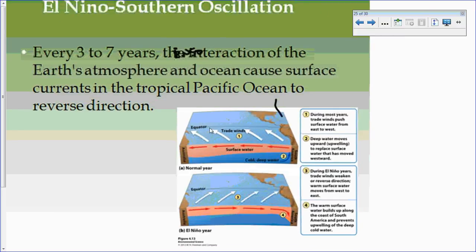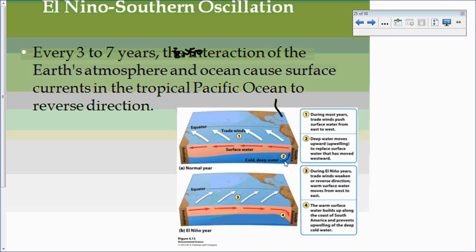So notice here the trade winds are kind of going this way. You get surface water and cold deep water circulating in. But look what happens if the trade winds switch. They go from being westerly to being easterly. This is the east coast of South America. So now this hot water is going back. Am I able to get cold water upwelling here? No, I am not.